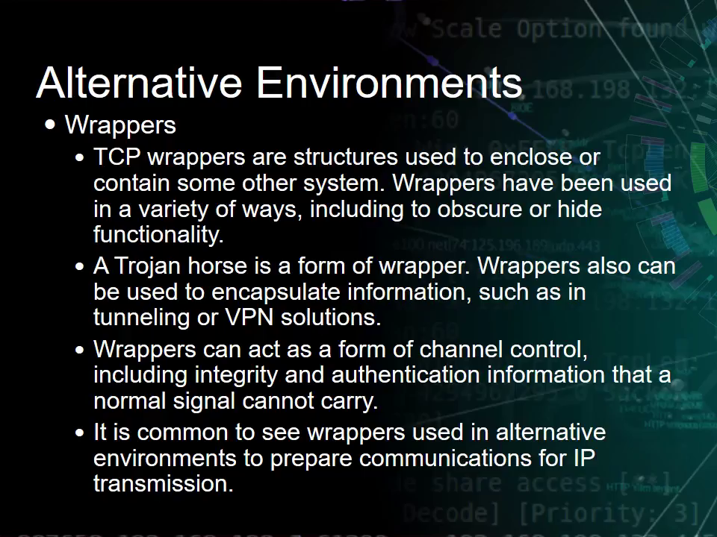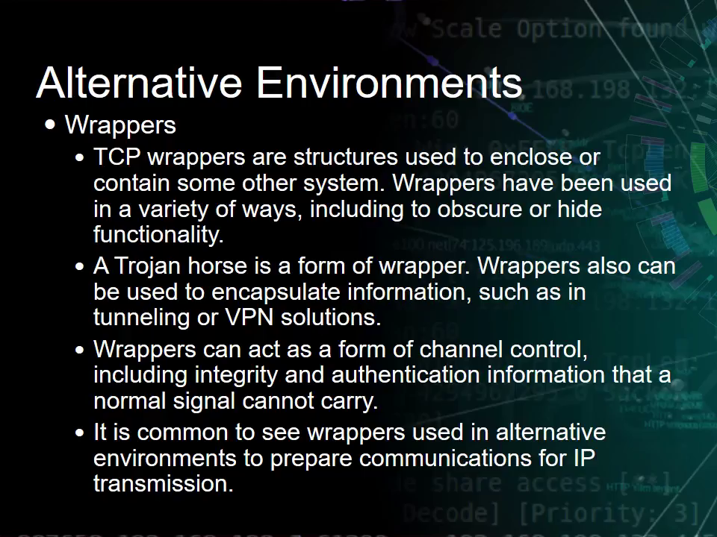TCP wrappers are structures used to enclose or contain some other systems. Wrappers have been used in a variety of ways, including to obscure or hide functionality. A Trojan horse is a form of a wrapper. Wrappers can also be used to encapsulate information, such as in tunneling or in VPN solutions. Wrappers can act as a form of channel control, including integrity and authentication information that a normal signal cannot carry. It is common to see wrappers used in alternative environments to prepare communications for IP transmission.